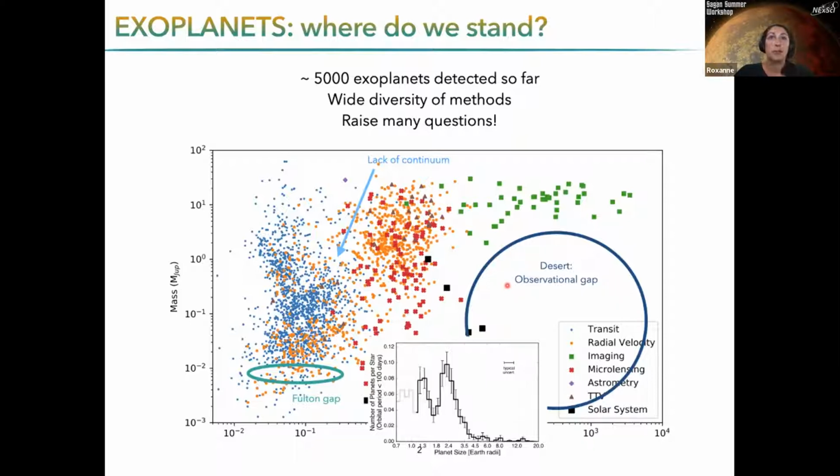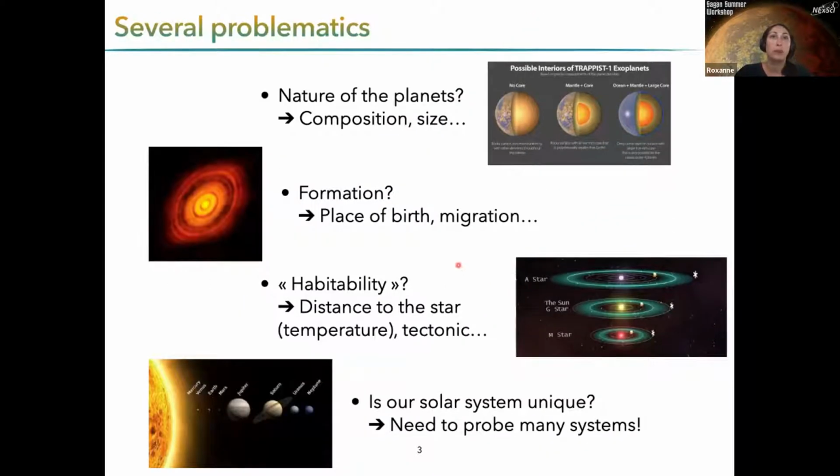So having detected so many exoplanets brings all the problematics that are related to them. For example, what is the nature of exoplanets? What are they made of? What is their size? What does it correspond to? How did they form? Did they form far away or close to their parent star? Did they migrate? And of course, it brings the question of habitability, which is, could we find life on one of these exoplanets? And of course, is our solar system unique? Could we find other stellar systems where there is the same kind of exoplanet, and in particular another Earth?